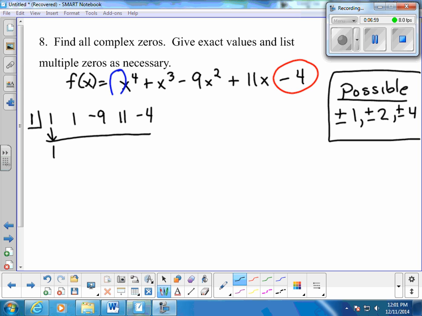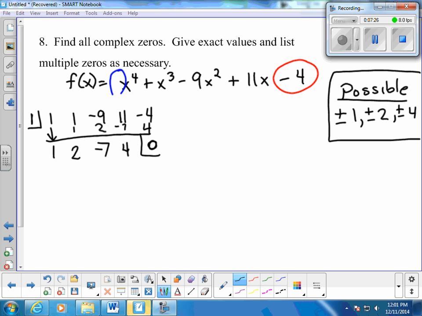Drop the first term. 1 times 1 is 1. Add down. 1 times 2 is 2. Add down. 1 times negative 7 is negative 7. Add down. And I was fortunate because I did find one of my zeros, so that's nice.